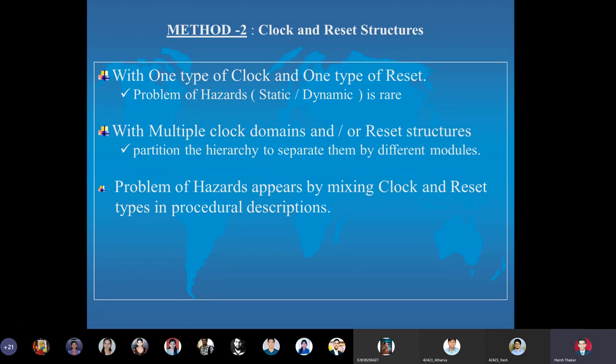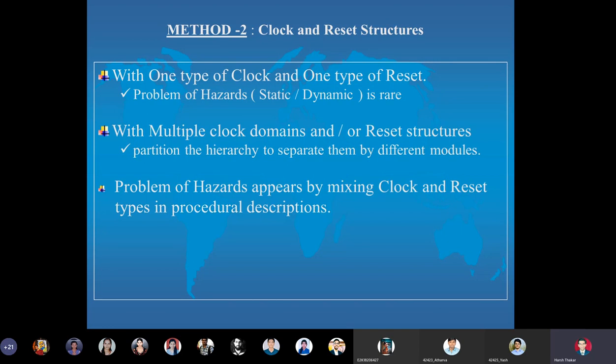When I say preset, it means one preset. When I say clock, it means one clock. That is why ideally any system, whether small or big, should have only one type of clock and one type of reset. That is why I have said the first point is that with one type of clock and one type of reset, that is called the master clock or system clock, and master reset.